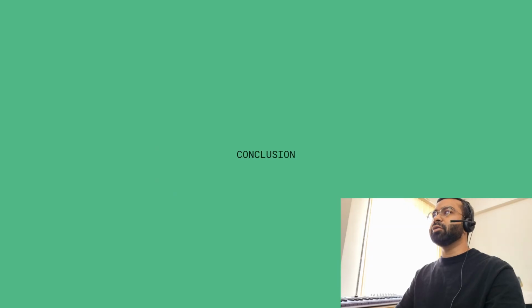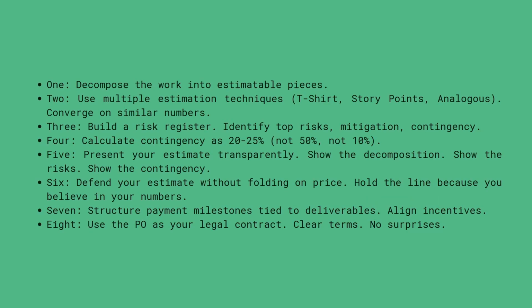Estimation is a discipline, not an art, not a guess. So here's what you have learned in this module. Decompose the work into estimatable pieces. Use multiple estimation techniques. Converge on similar numbers. Build a risk register. Identify top risks, mitigation, and contingency strategies. Calculate contingencies. Present your estimate transparently. Show the decomposition, show the risks, show the contingency. Defend your estimate without folding on price. Hold the line because you believe in your numbers.